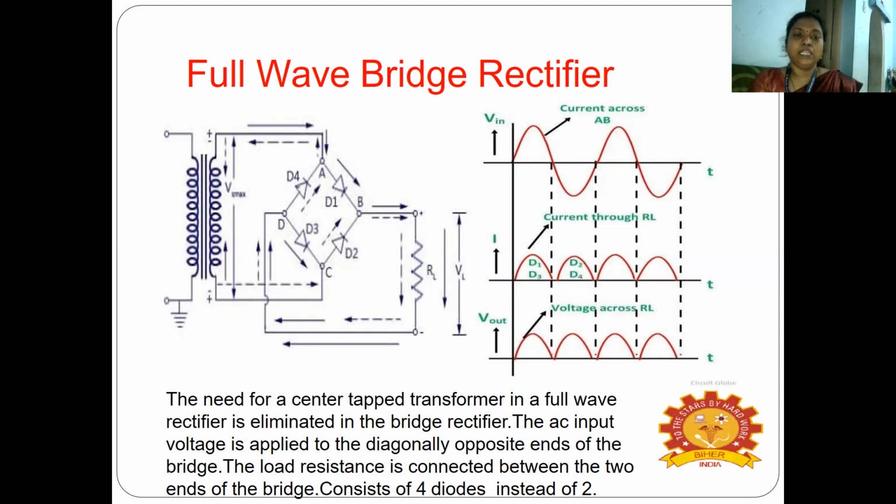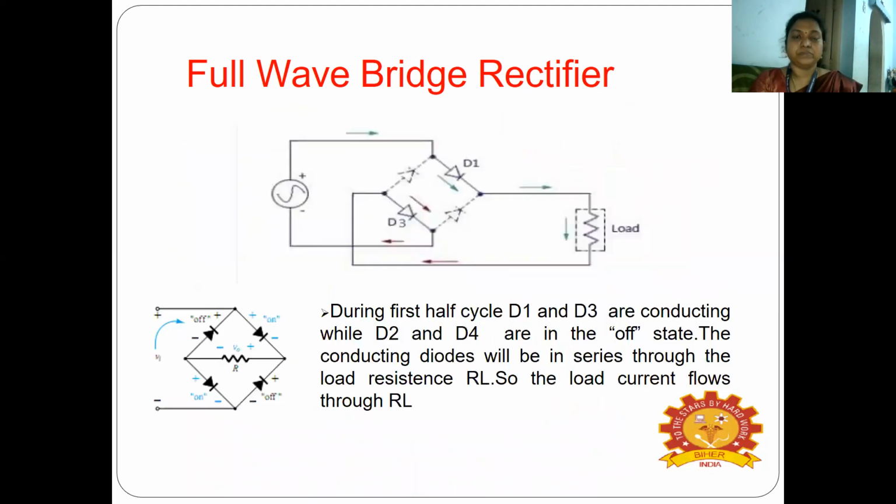Here the AC input voltage is applied to the diagonally opposite ends of the bridge. You can see the input voltage connected to A and C. The load resistance is connected between the two other ends of the bridge. The bridge consists of 4 diodes instead of 2 diodes. You can see the detailed diagram here, and it also shows the operation.